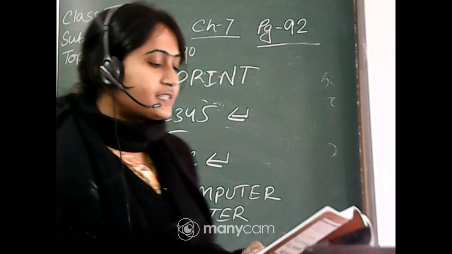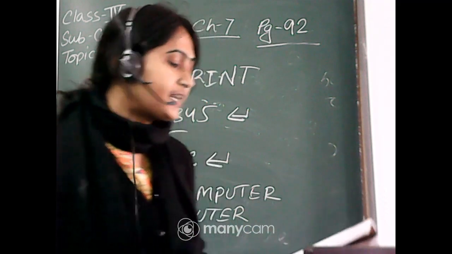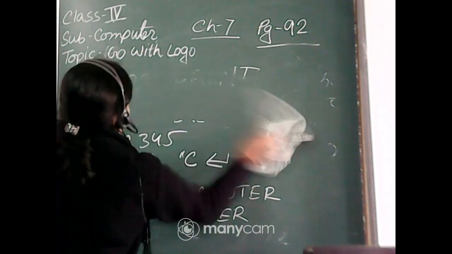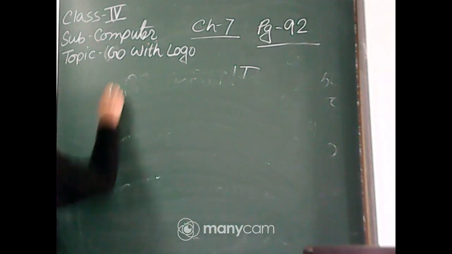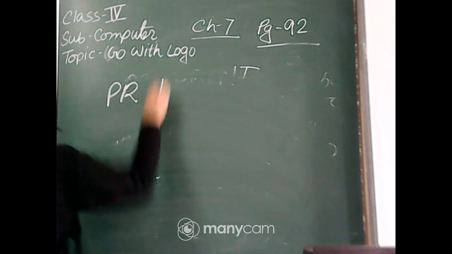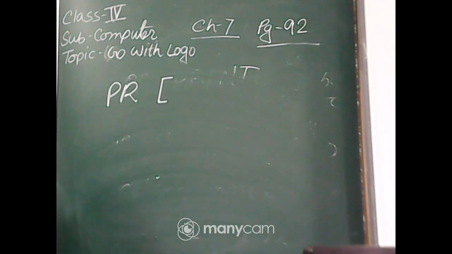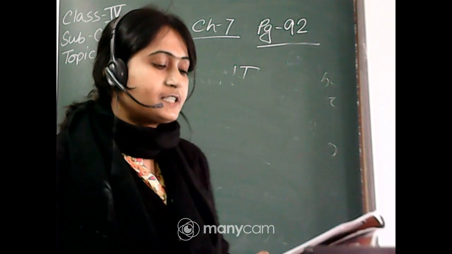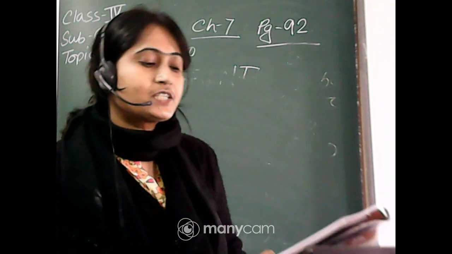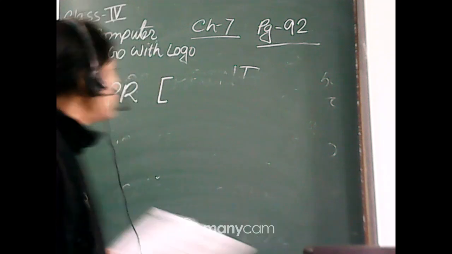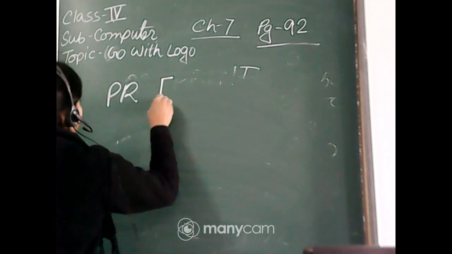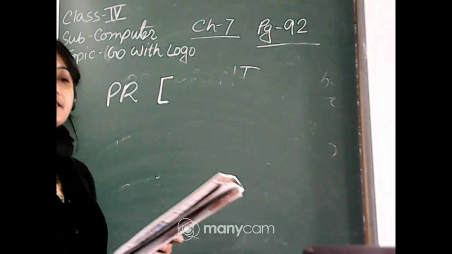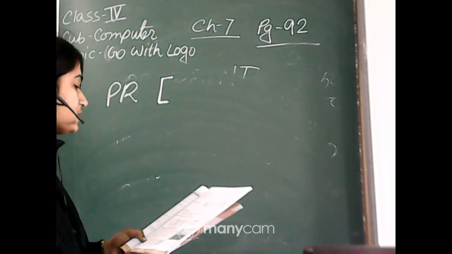And printing a sentence. If you want to print a sentence, how to write? You have to apply PR or print, and then square brackets. Press the spacebar key, type the print command, then press the spacebar key and type the text within the square bracket. This is the starting square bracket, write down the sentence, and after writing it you have to close the square bracket.